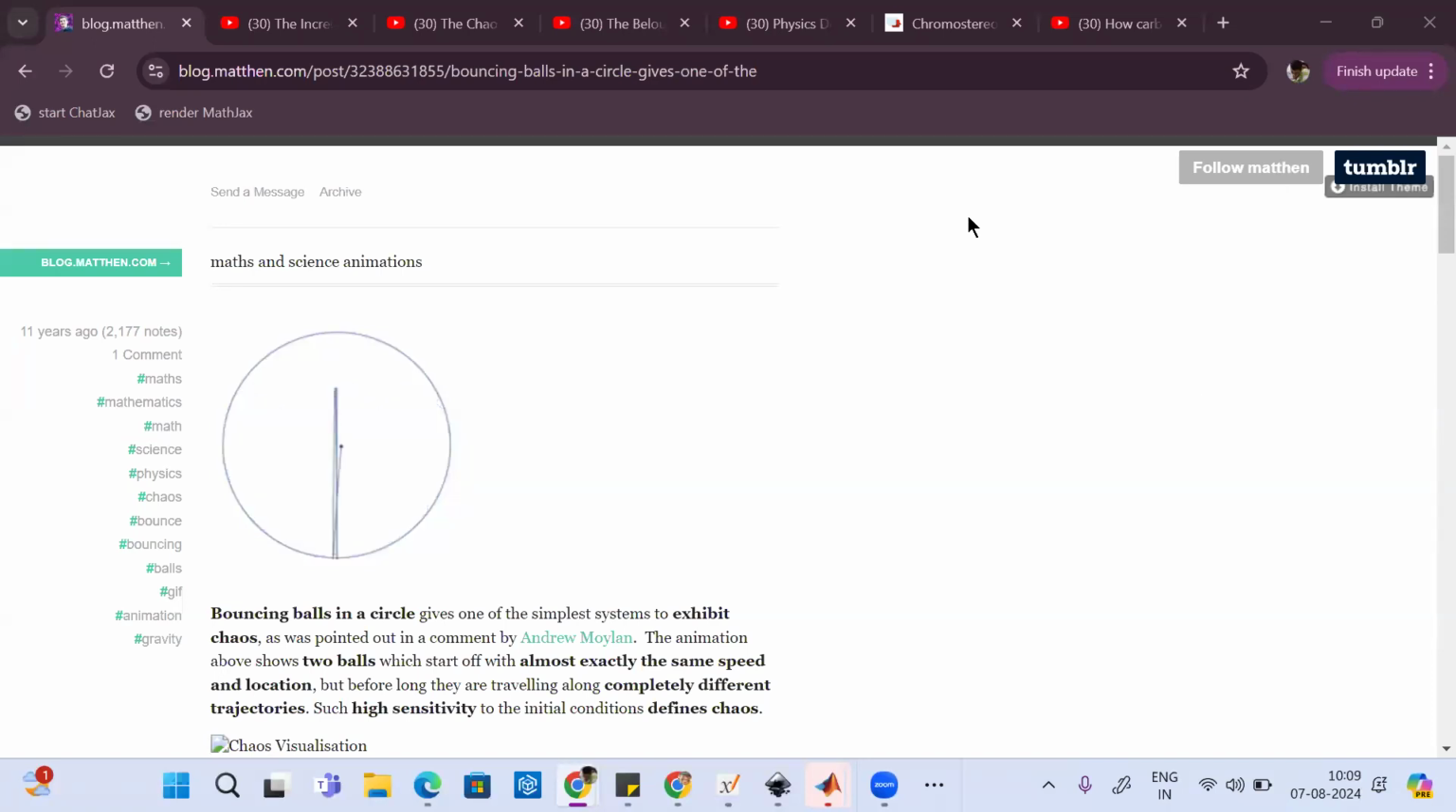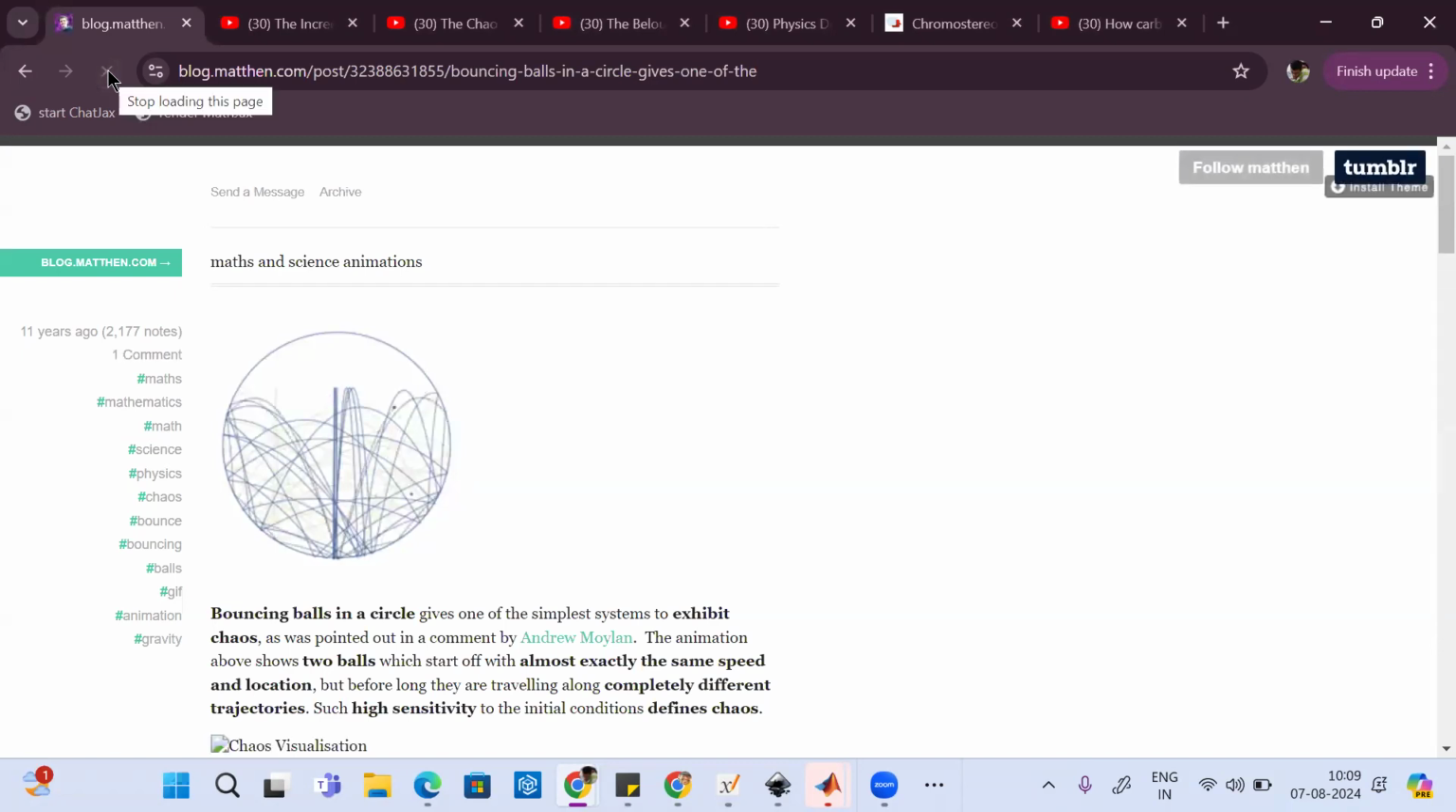Okay, so one example is this ball. You have a circular boundary, and a ball is released from the center. Maybe later we can refresh this one. The idea is that two balls are released from a very tiny change in initial conditions. You see there are two balls, and they are very close to each other. Now you see, even though they started very close to each other, the two trajectories are totally different.